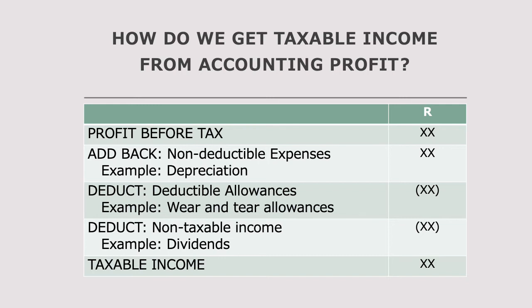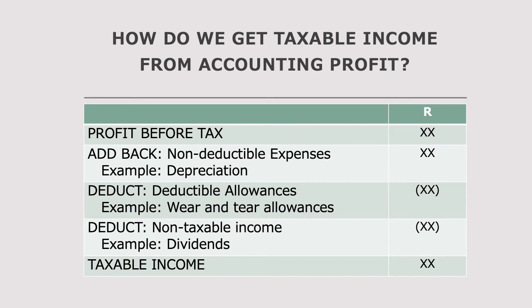Now, the reason that we add it back is that in order to get to profit before tax, what did we do? We deducted depreciation. We now want to get rid of the effect of that depreciation, and in order to do that, we need to add it back. We then go and deduct any deductible allowances.